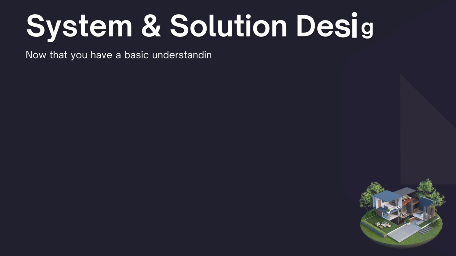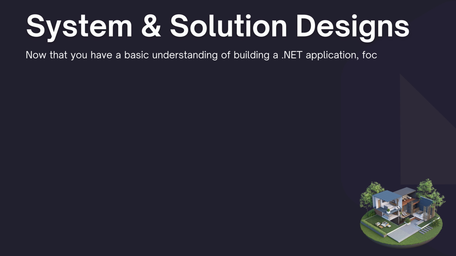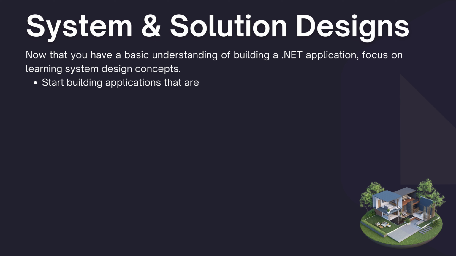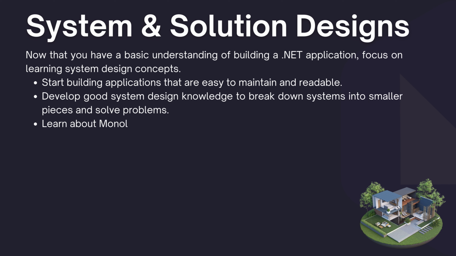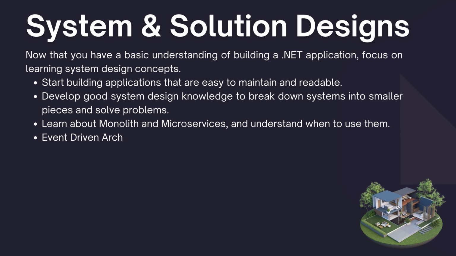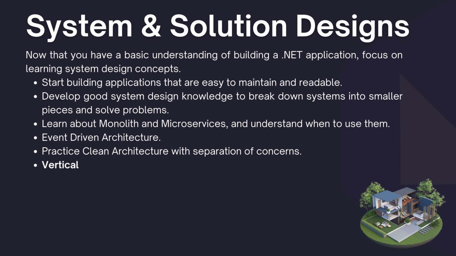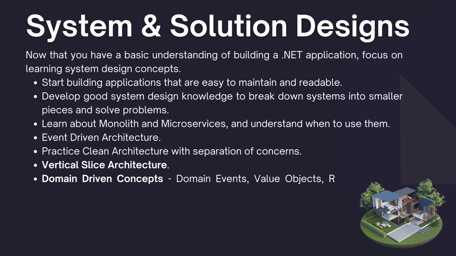System and solution designs. Now that you have a basic understanding of building a .NET application, focus on learning system design concepts. Start building applications that are easy to maintain and readable. Develop good system design knowledge to break down systems into smaller pieces and solve problems. Learn about monolith and microservices and understand when to use them. Event-driven architecture. Practice clean architecture with separation of concerns.